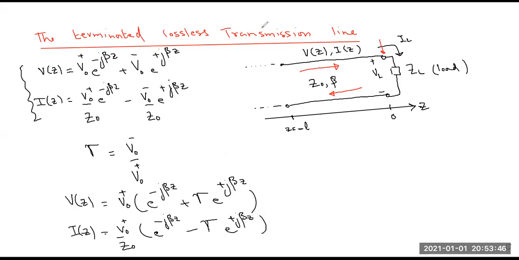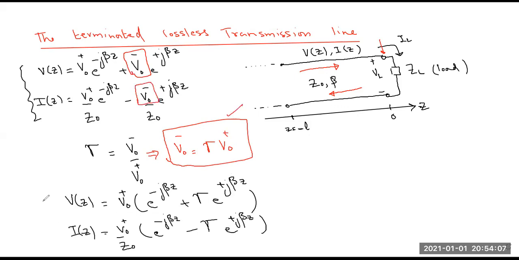So what we have done is this: V naught minus is reflection coefficient multiplied with V naught plus. So what I have done is, in place of V naught minus over here and over here, I have used this term, and as a result we got alternate representations for total voltage and total current at any point on this transmission line. So this is the alternate form.